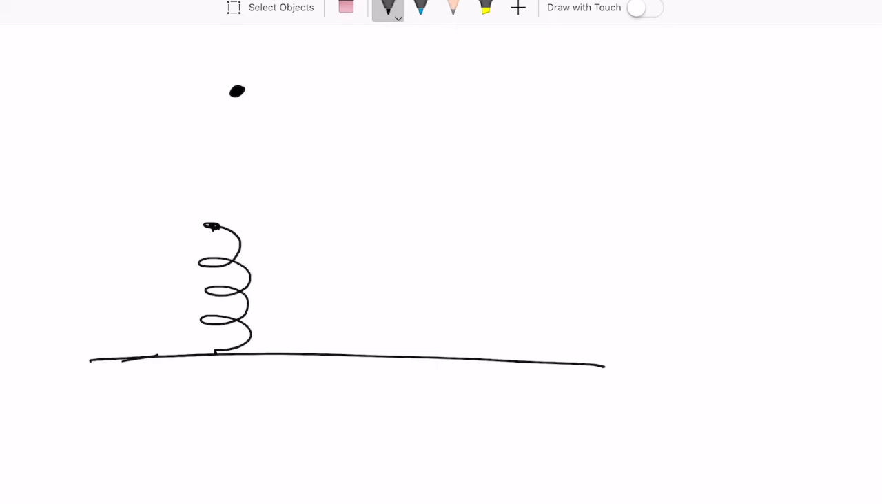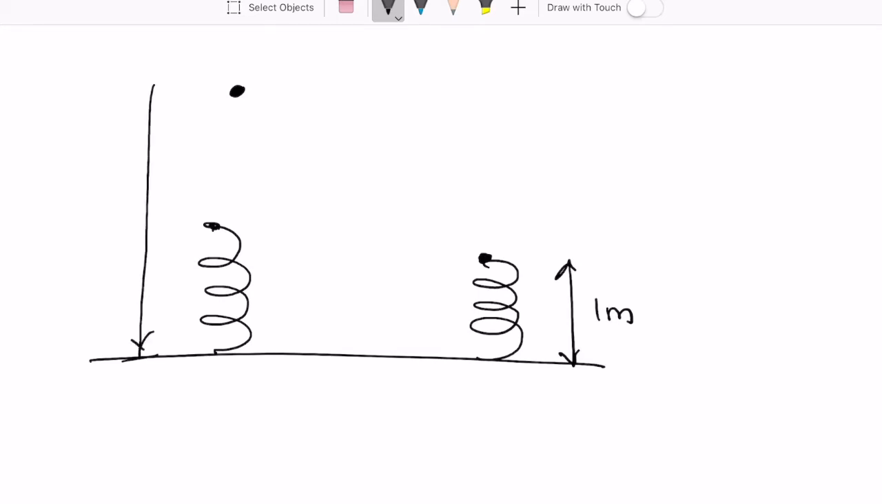So the spring brings the ball to a stop at a height 1 meter above the launch point. So this distance is 1 meter. And this distance, we already know the point from which the ball starts dropping. We calculated that in the previous part. That's 4.06 meters. So the question is, how much does the spring compress before the ball stops?